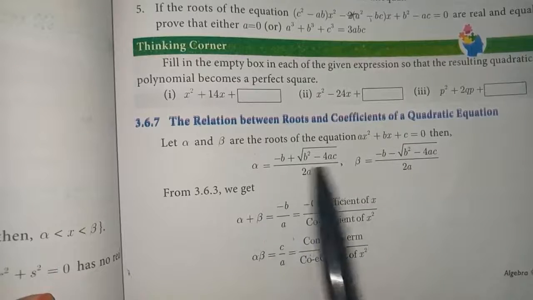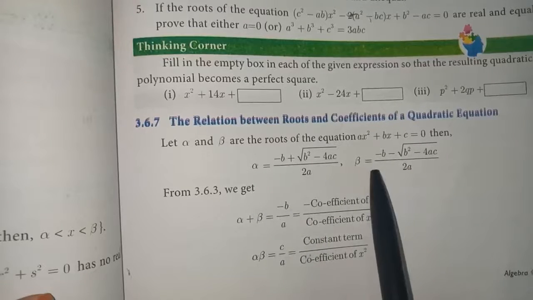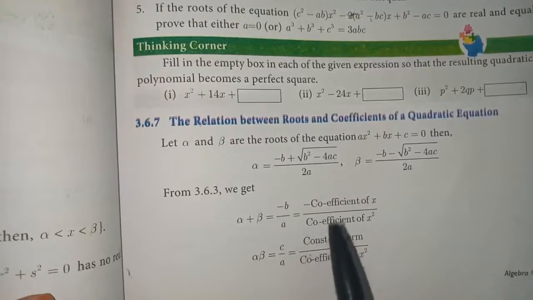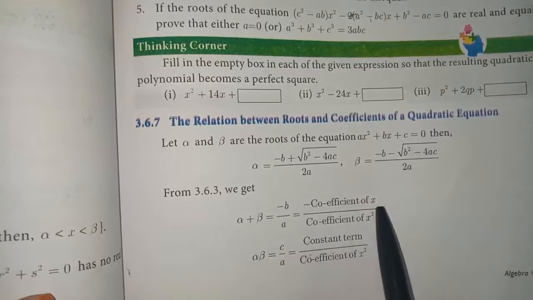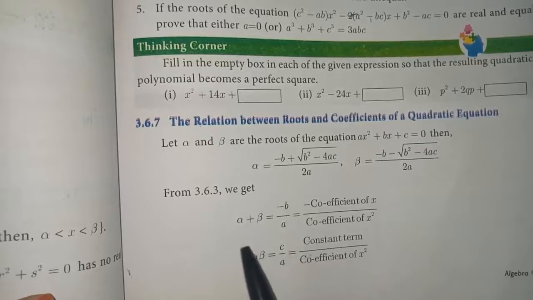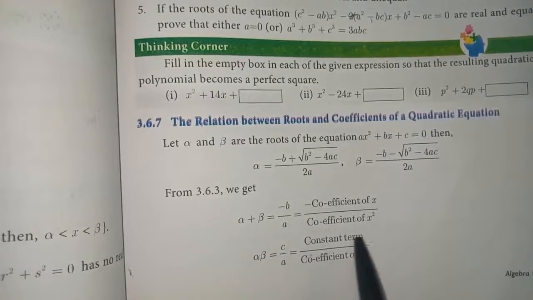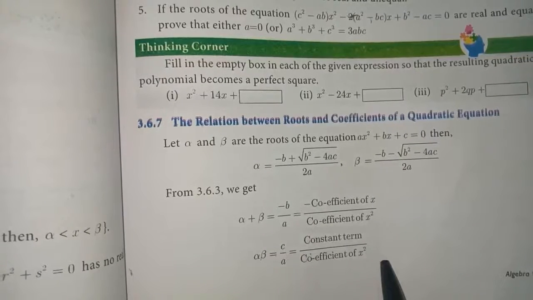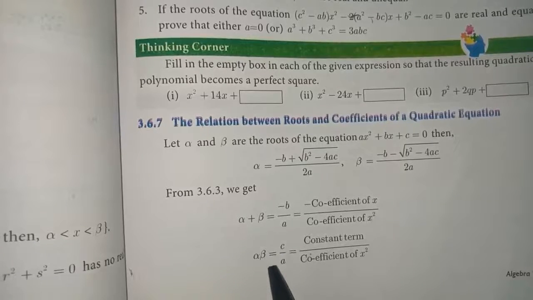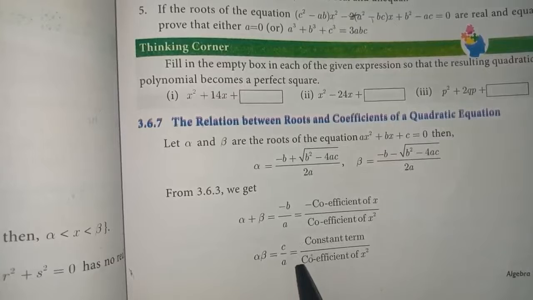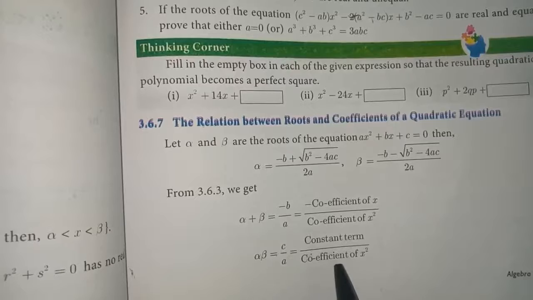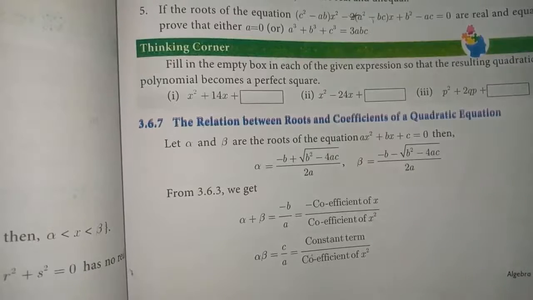So if you add these two roots, alpha plus beta, you get -b/a, which is equal to -(coefficient of x) / (coefficient of x²). We have already seen how to find the sum of roots and product of roots in previous videos. Likewise, alpha into beta, which is the product of roots, is equal to c/a, where c represents the constant term and a represents the coefficient of x².